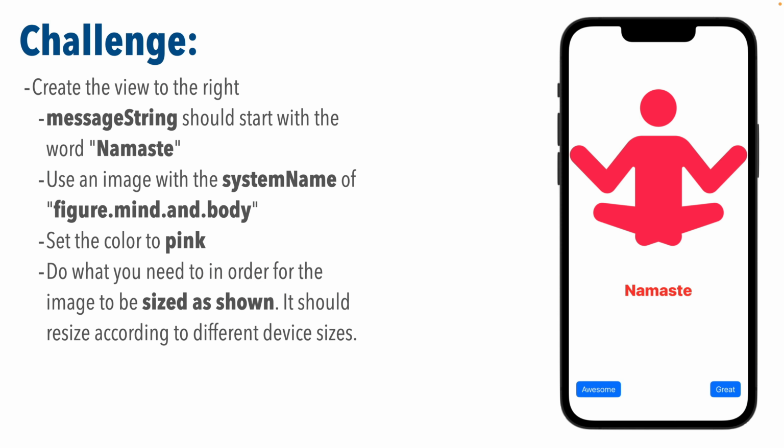Update your app to add an image that looks like this. The message string should read Namaste. The image to get the meditating person is figure.mind.and.body, all lowercase. The color should be pink. And size this as shown, no distortion. You should keep the same height to width aspect ratio. Notice we can see the whole image, and the image should resize when using devices with larger or smaller screens. So you learned how to do all of this already.